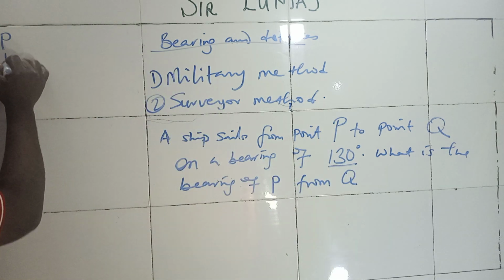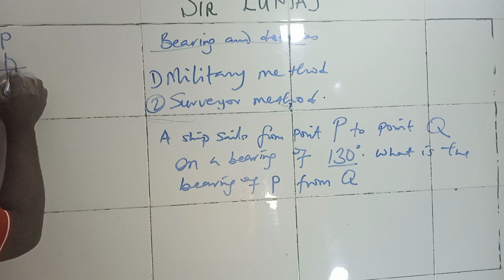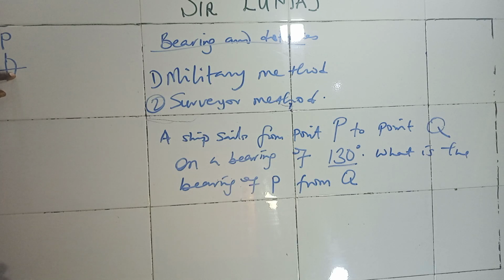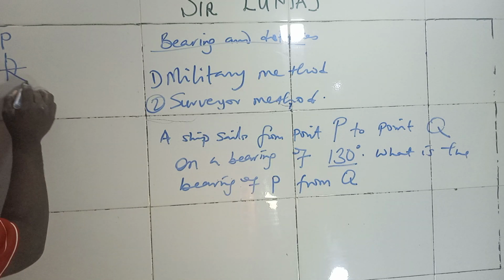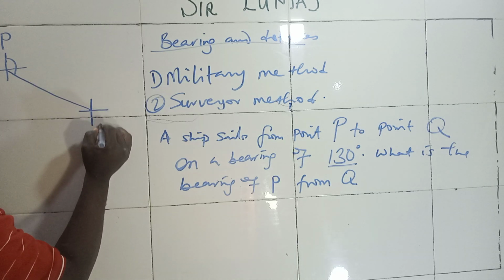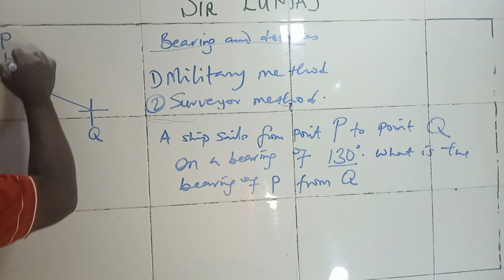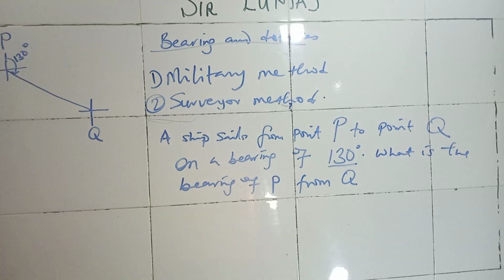Then you come to the north of P and reach from here to here, 90. So from 90 you move down to 130. It means that 130 is going to be here, but 130 is not up to 180. So you draw out your line. So your point Q will be here. So from here to here is 130 degrees.